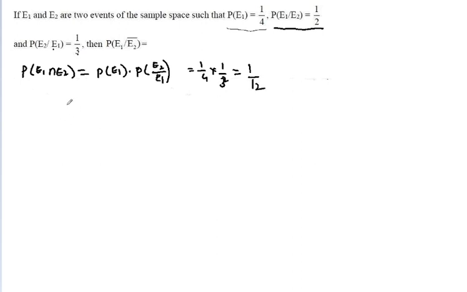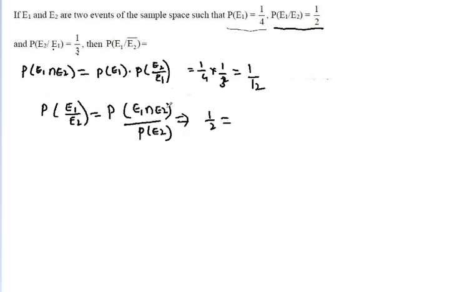And probability of E1 by E2 is equal to probability of E1 intersection E2 by P of E2. The value of E1 by E2 is given as 1 by 2, is equal to probability of E1 intersection E2, which is 1 by 12, into 1 by P of E2. From this equation, P of E2 is equal to 1 by 6.